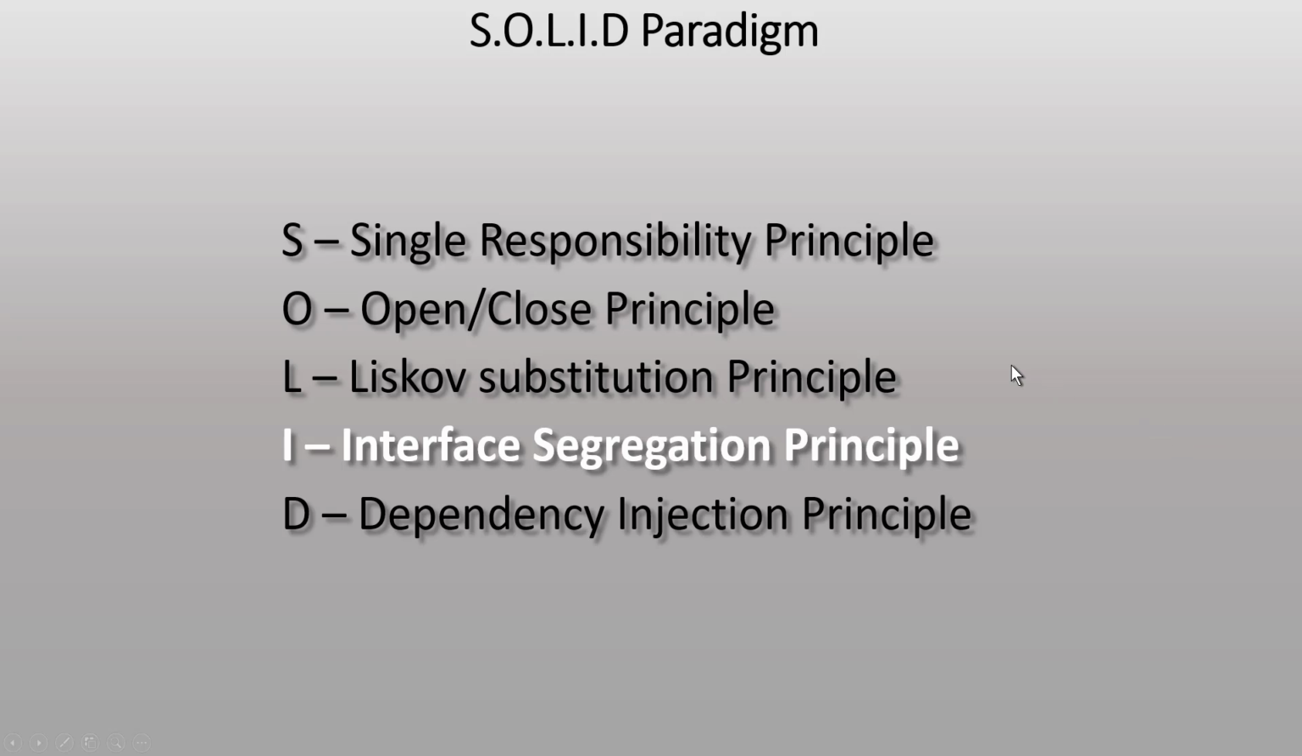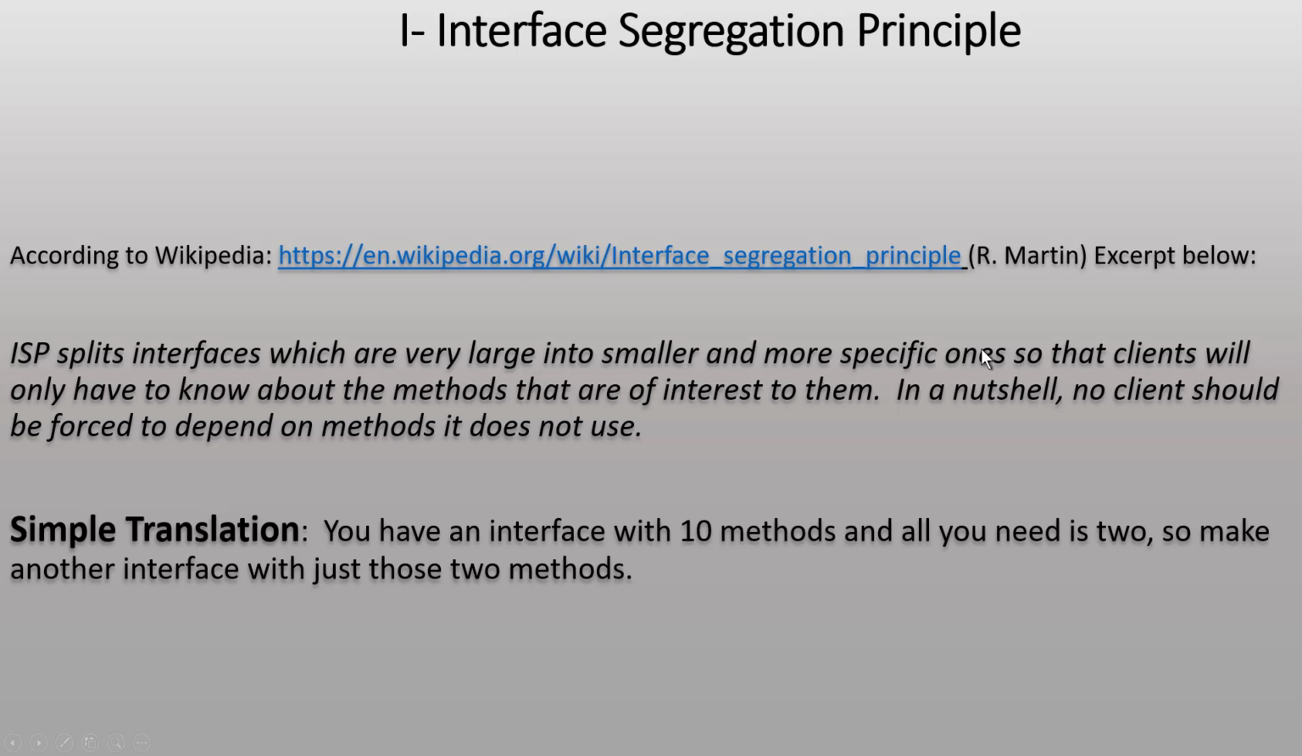Alright, so we'll look at the S.O.L.I.D paradigm, and we're up to the I of S.O.L.I.D, which is the Interface Segregation Principle. According to Wikipedia, and this was actually written up by Robert Martin, ISP splits interfaces which are very large into smaller and more specific ones so that clients will only have to know about the methods that are of interest to them. In a nutshell, no client should be forced to depend on methods it does not use. The simple translation: if you have an interface with 10 methods and all you need is 2, make another interface with just the 2 methods on it.